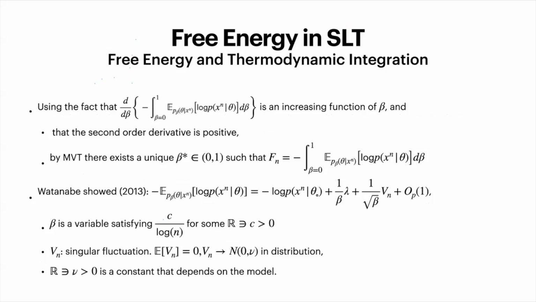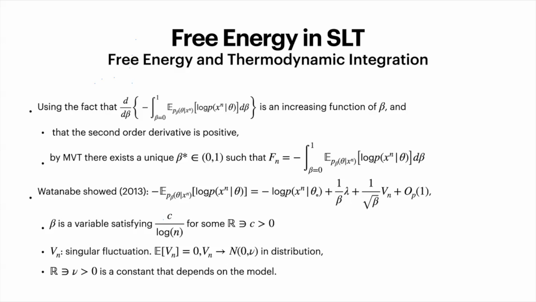Before we go into the estimation mechanics, just quickly, let me show you why WBIC was driven that way. If you take the derivative with respect to the temperature, you get this identity: by the mean value theorem, there is a unique temperature such that the free energy equals the thermodynamic integration under a given power posterior inverse temperature. And Watanabe also showed in 2003, when he worked out WBIC, that it has this asymptotic form. You still get the likelihood term under the truth, then the second order term, and then the third order term with the singular fluctuation.